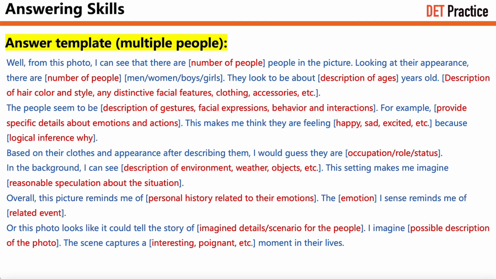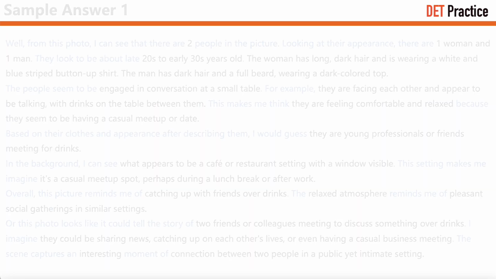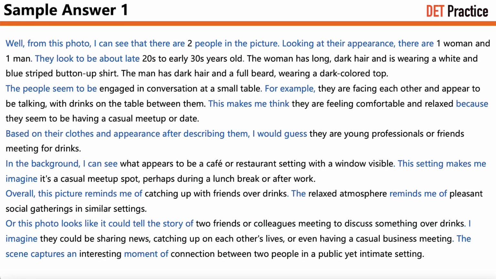Next, let's try to answer according to this template sentence. Well, from this photo, I can see that there are two people in the picture. Looking at their appearance, there are a woman and a man. They look to be about late 20s to early 30s years old.